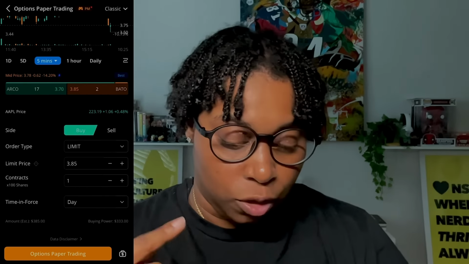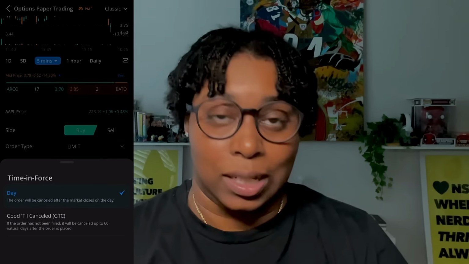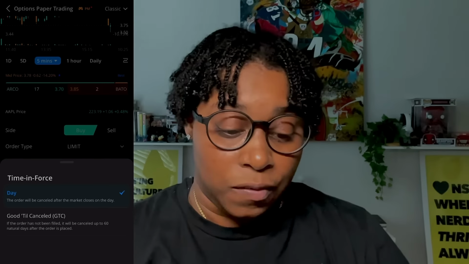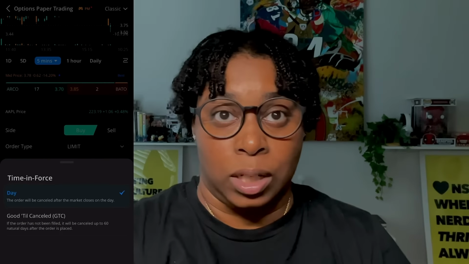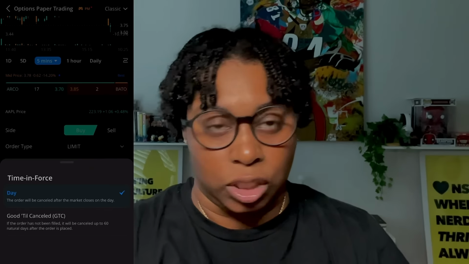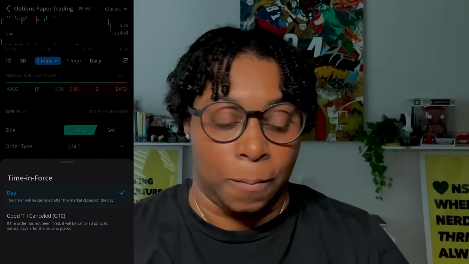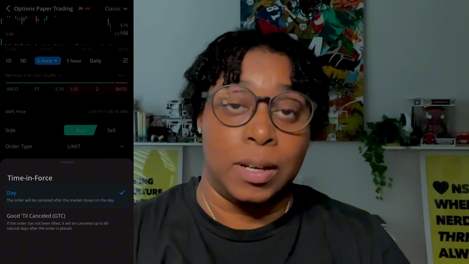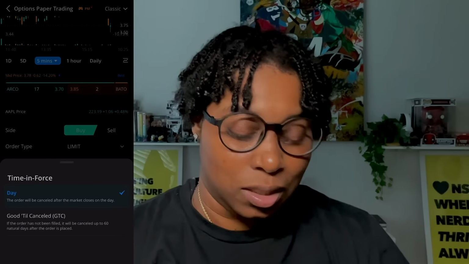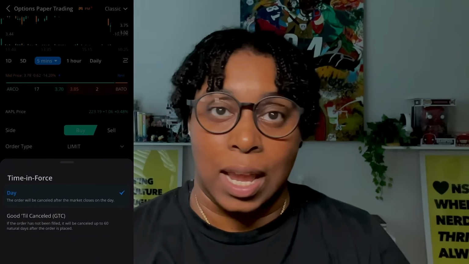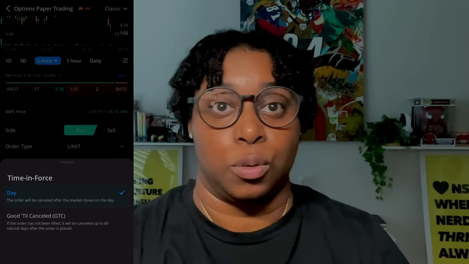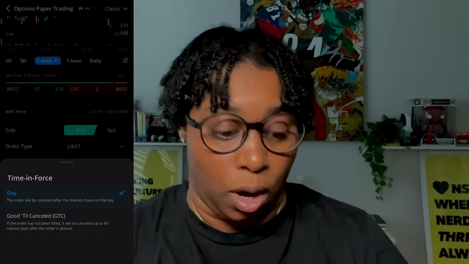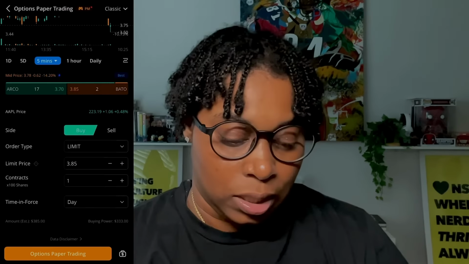Once you do that, you can choose time in force, which is day or good till canceled, meaning that if it does not get back to $3, then either close it out at the end of the market day, or just keep it open until it comes back. That is the good till canceled. You can cancel it at any time if you're tired of waiting for it to reach whatever amount you want. Okay, so you can do day or good till canceled.